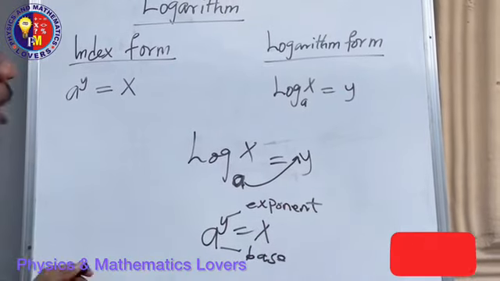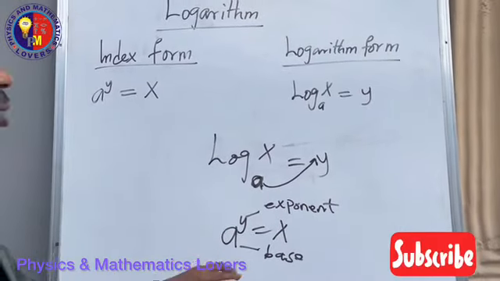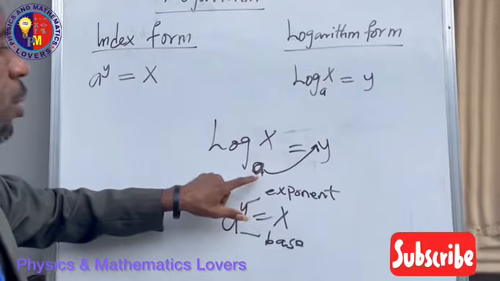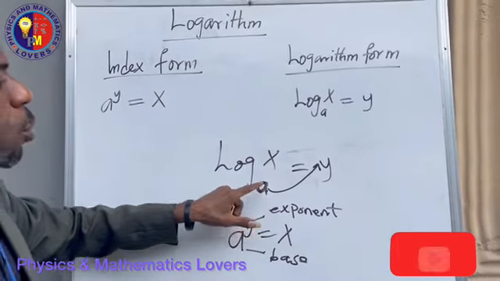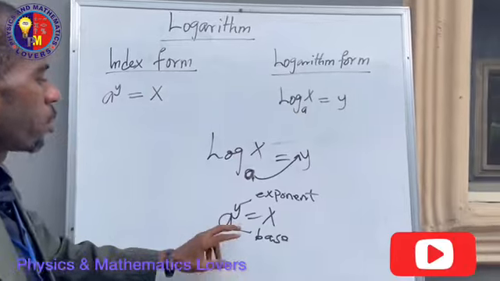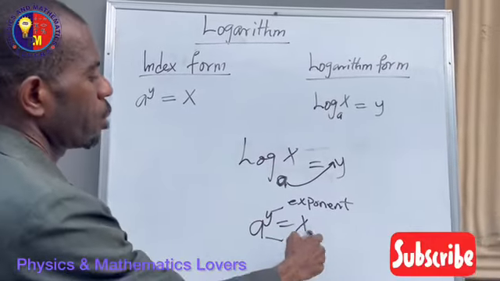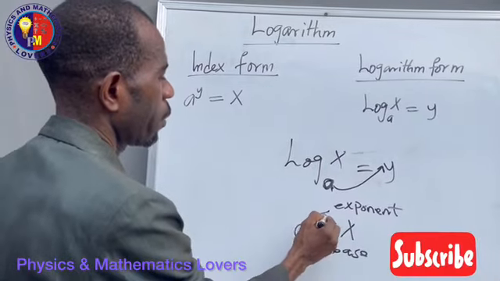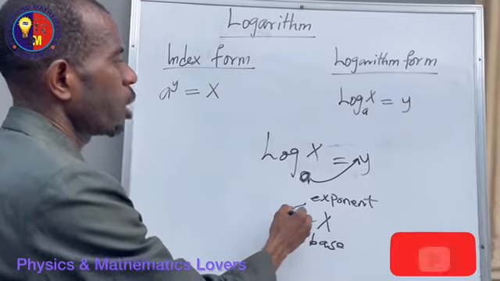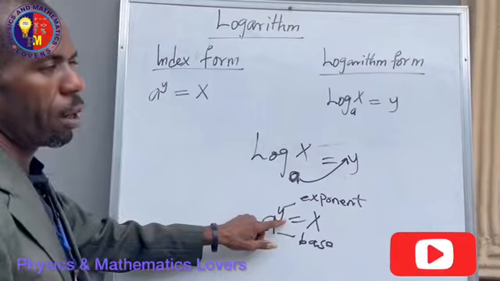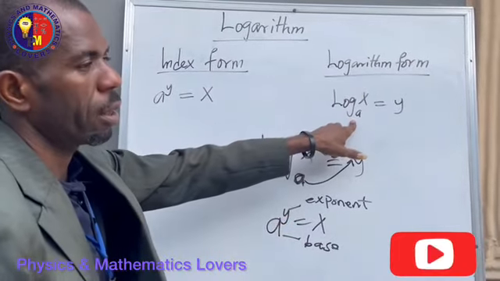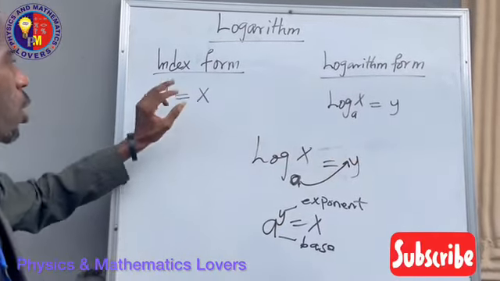So when we talk about log of numbers, it means the exponent to which this particular base must be raised to give you x. So that is what just happened here. We have a raised to power y equal to x. This value here, this exponent, is the solution to this logarithm, log x to base a. So that is why I have here index form.